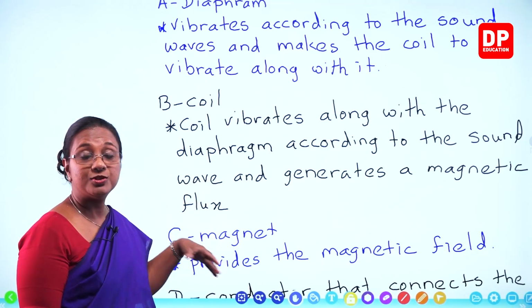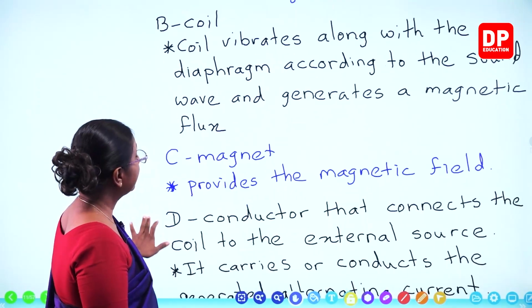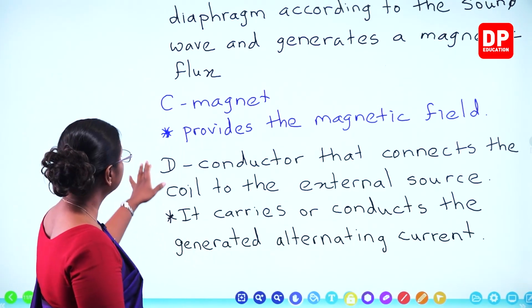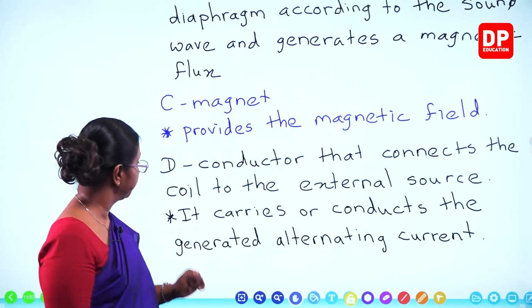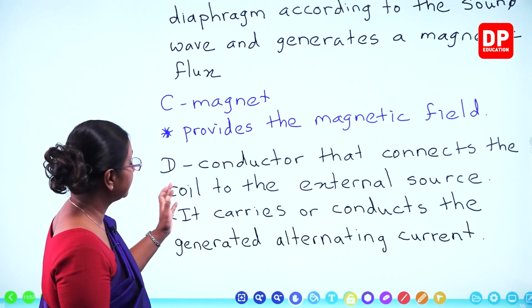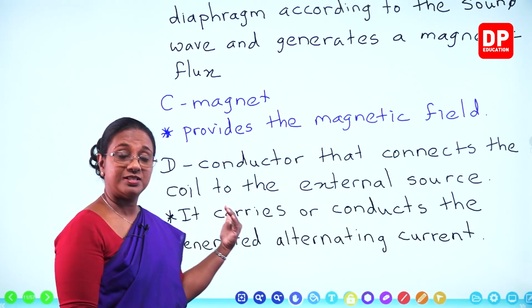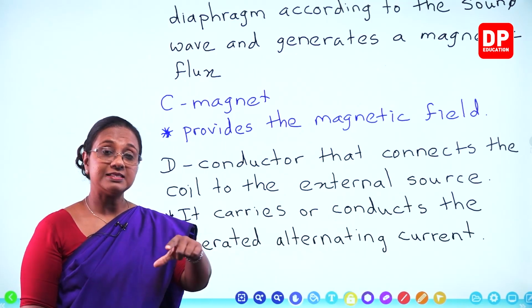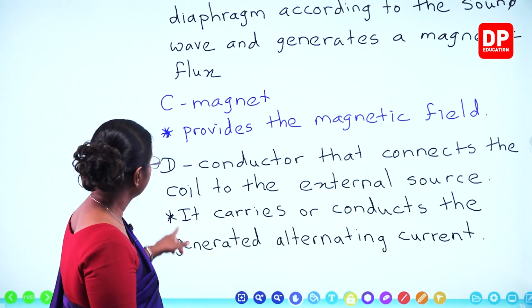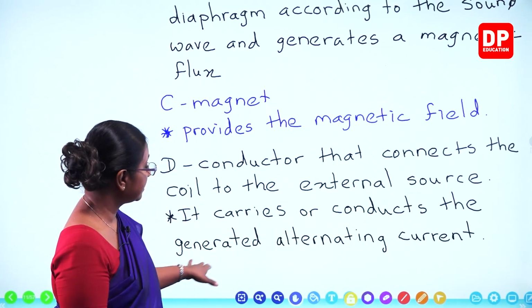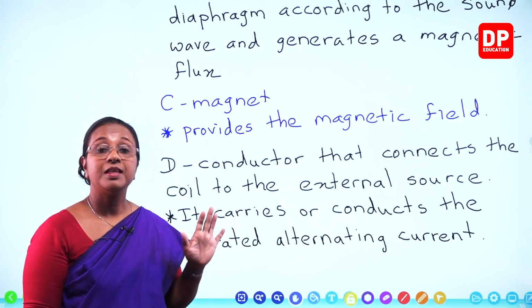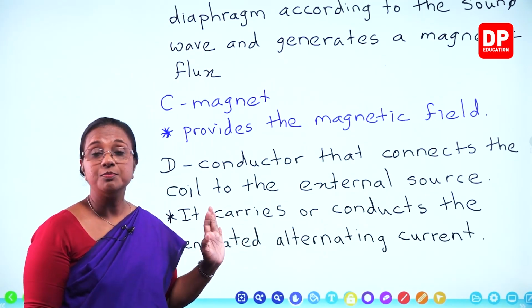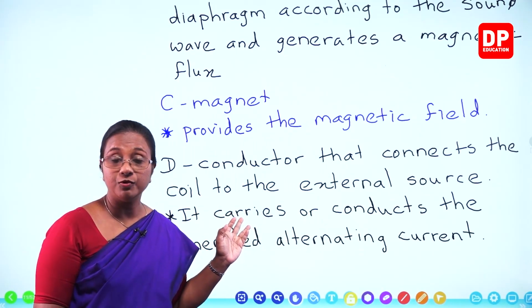Because the coil vibrates only, there is a magnetic flux. And the magnetic flux is possible because we have C, that is the magnet that provides the magnetic field. And then D is the conductor that connects the coil to the external source. It's actually part of the coil. Coil is made up of conducting wires that is extended to the external source. So it carries or conducts the generated alternating current. Is that clear, student?